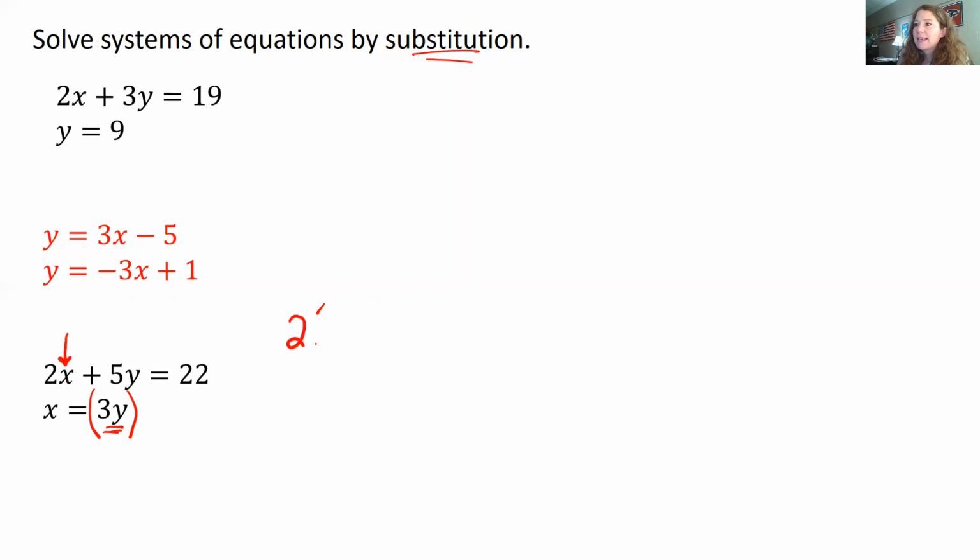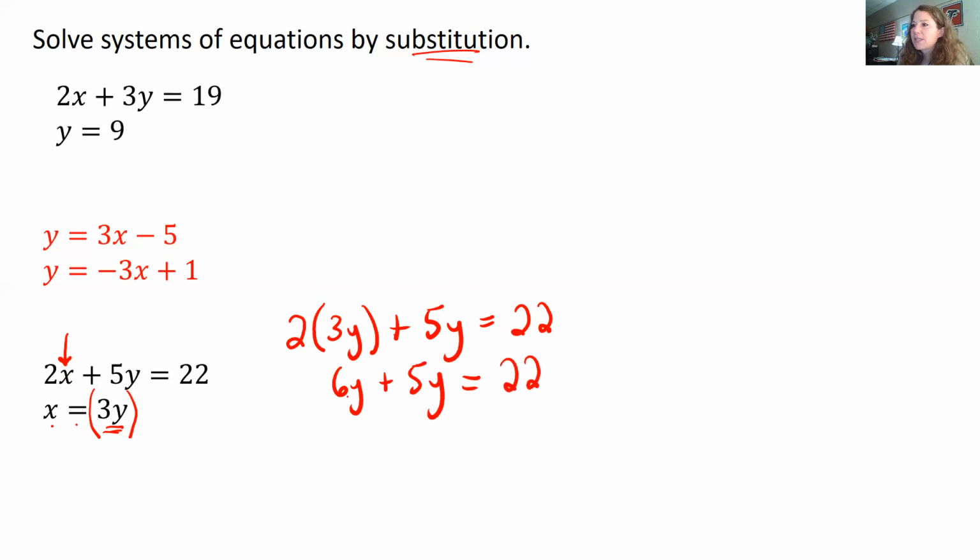So this says x is 3y. I'm substituting 3y for x in 2x plus 5y equals 22. So 2 times 3y is 6y, plus 5y is 22. So 6y plus 5y is 11y. And then to solve for y, I'm going to divide both sides by 11, and y is equal to 2.